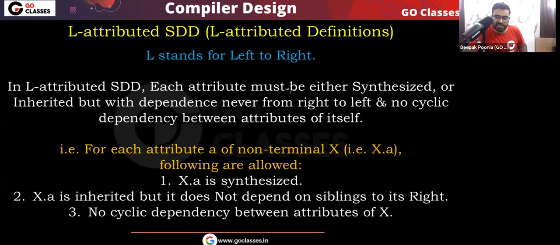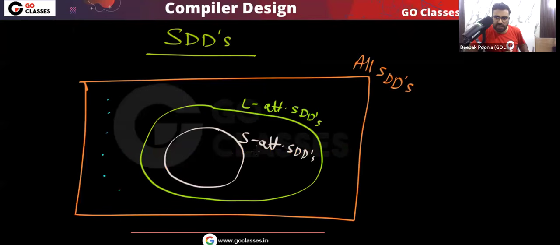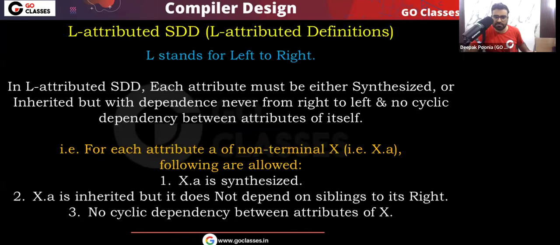Synthesized attributes are allowed, no problem. That is the reason every S attributed SDD is also L attributed SDD, because in L attributed SDD, synthesized attributes are allowed. If you have all synthesized attributes, then it is S attributed and also L attributed. So all the synthesized attributes are allowed.